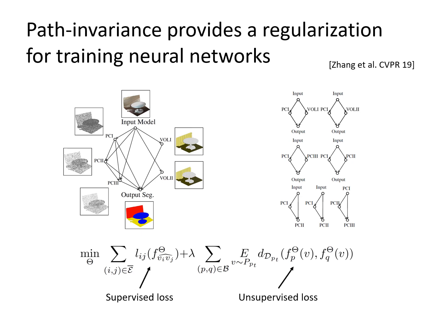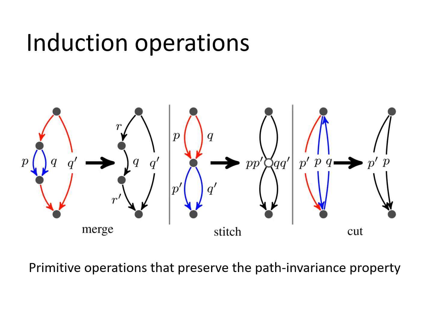Okay, so this is good, but the question is how can we actually derive a small collection of path pairs? To do this, we need to define the so-called induction operations. Here we consider three of them: merge, stitch, cut, right? Those are the operations under which the path-invariance property is preserved.